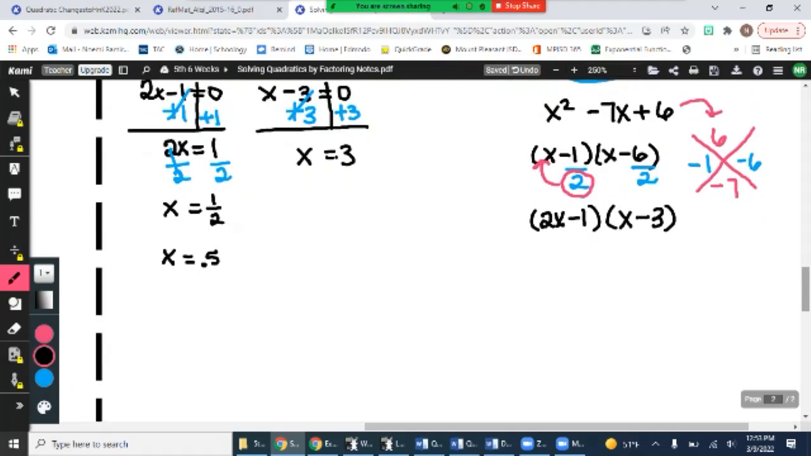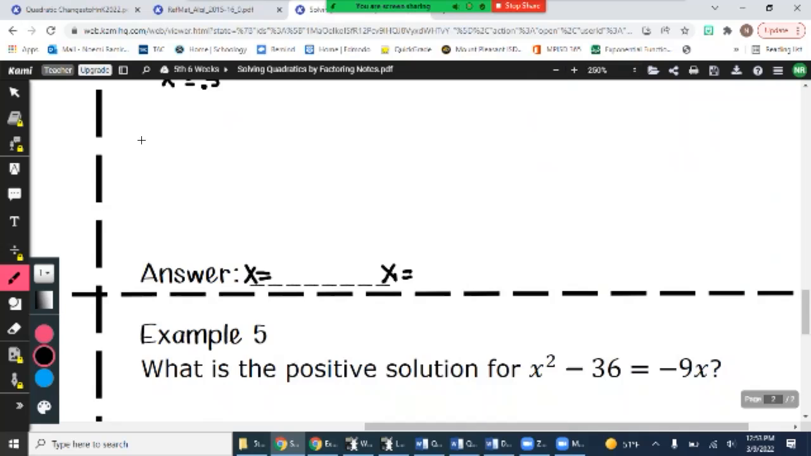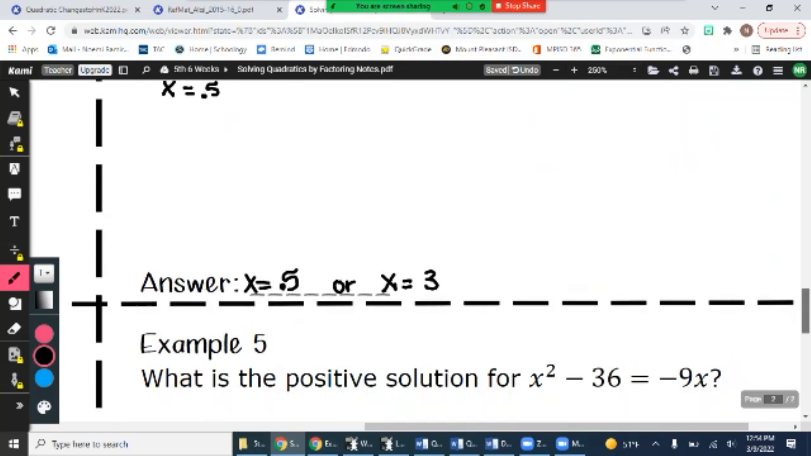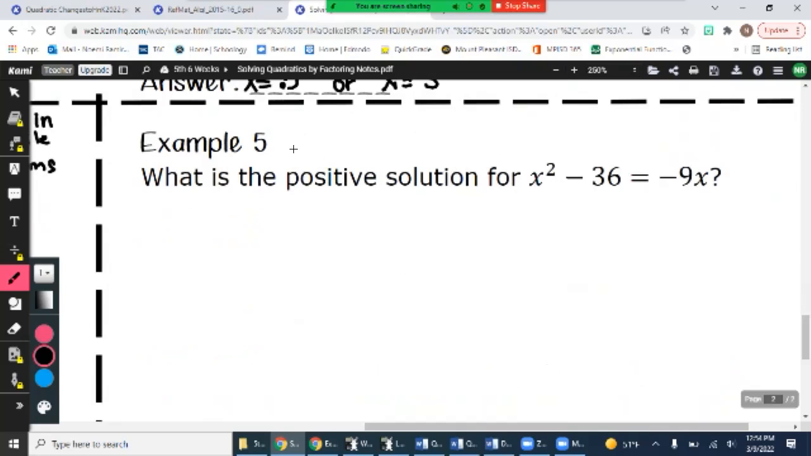So fill in your answer. x equals, you can write the 0.5, that's fine. x equals 0.5, x equals 3. x equals 0.5 or x equals 3. Only one of those will be an answer choice. Ready? Last example. Example 5.